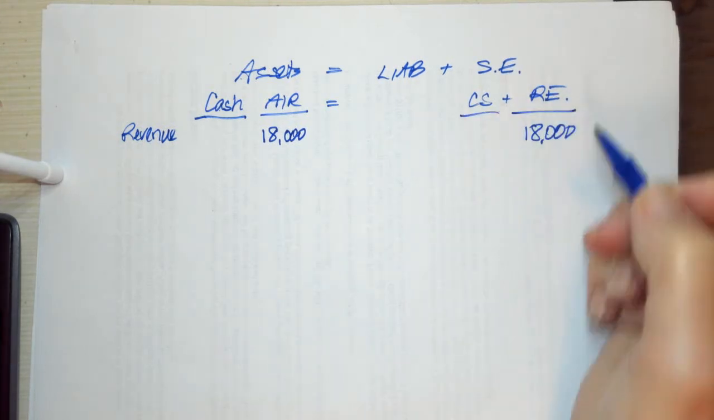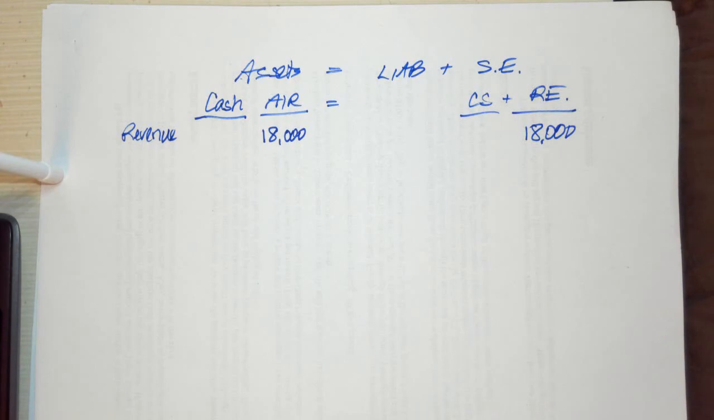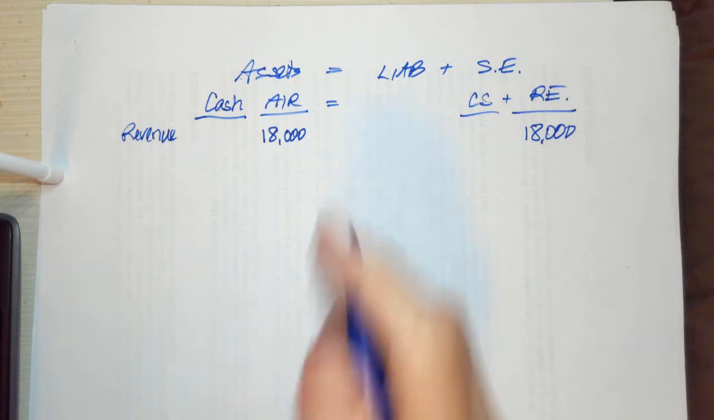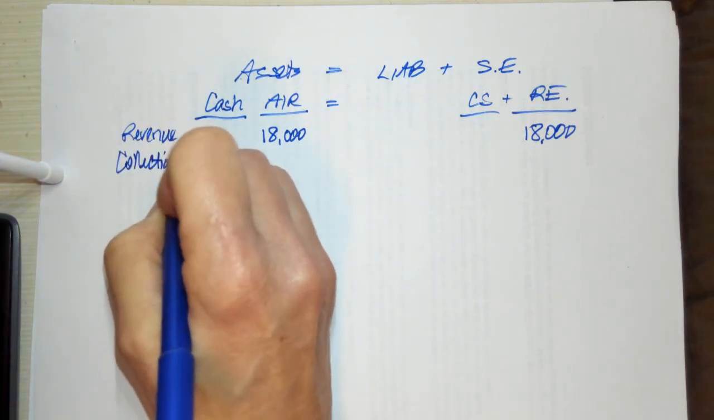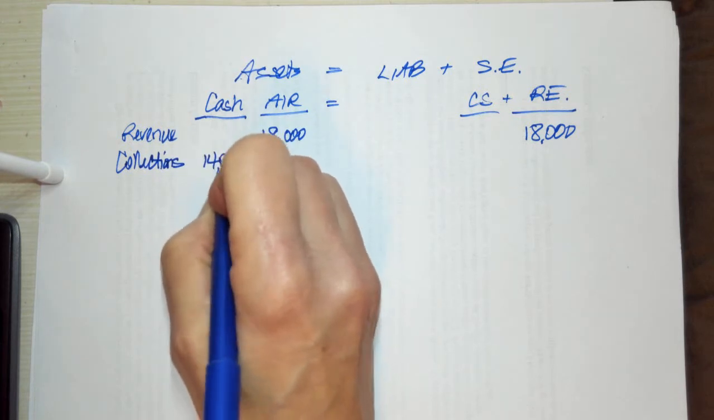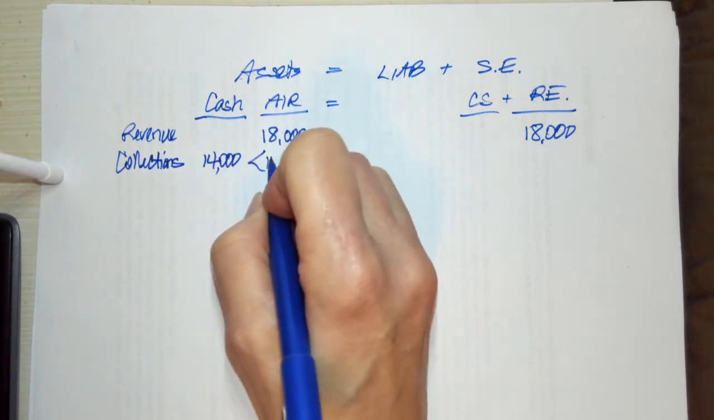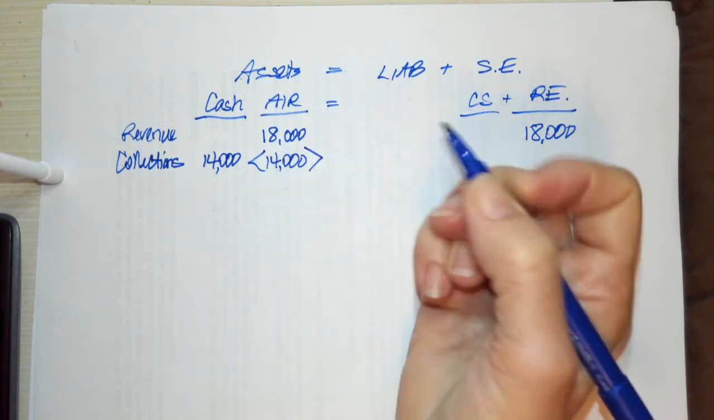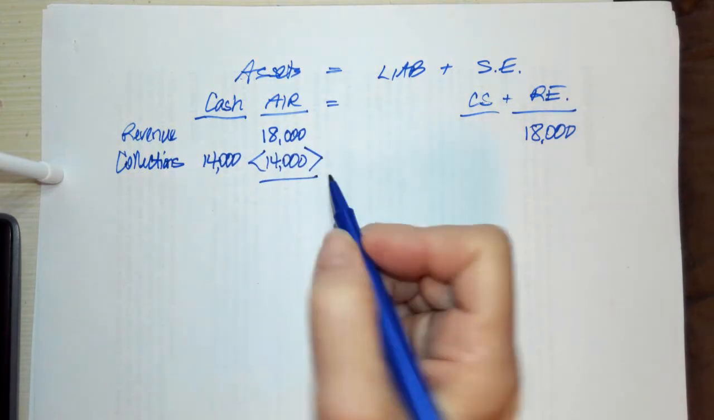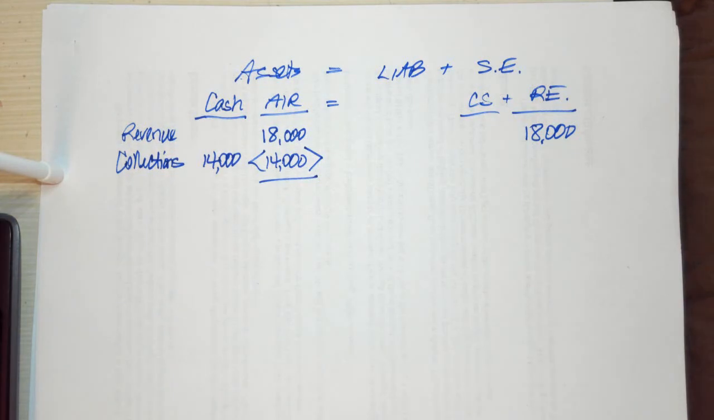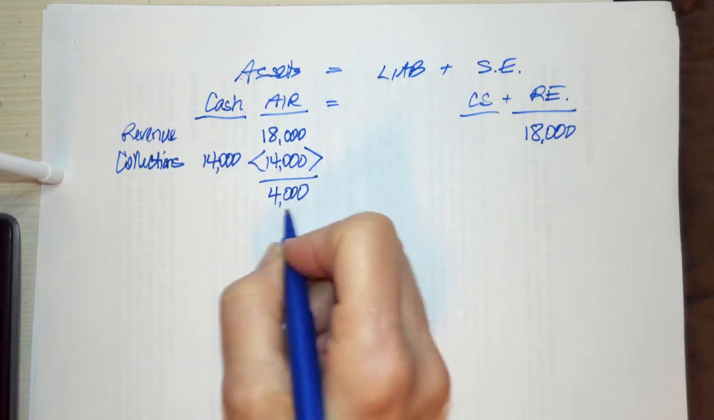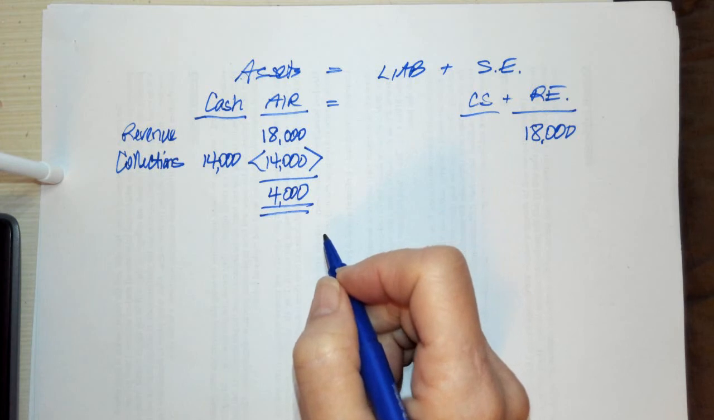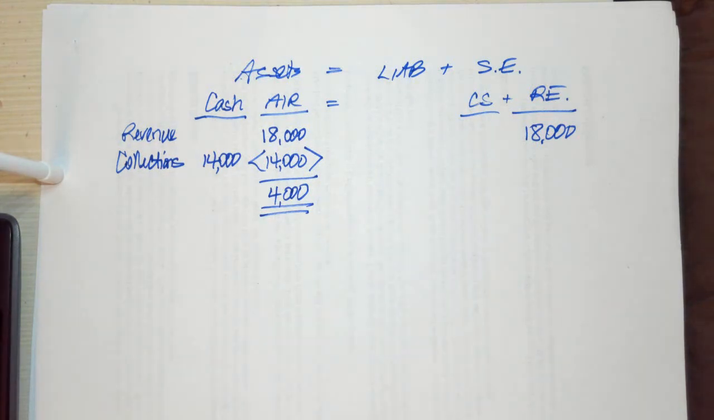Okay? Then if it says that we collected $14,000 from our customers, that's called collections, and that means the cash increased $14,000 and it reduced what people owed us by $14,000. So to answer question 1, the balance of accounts receivable at the end of the year would be that people still owe us $4,000.